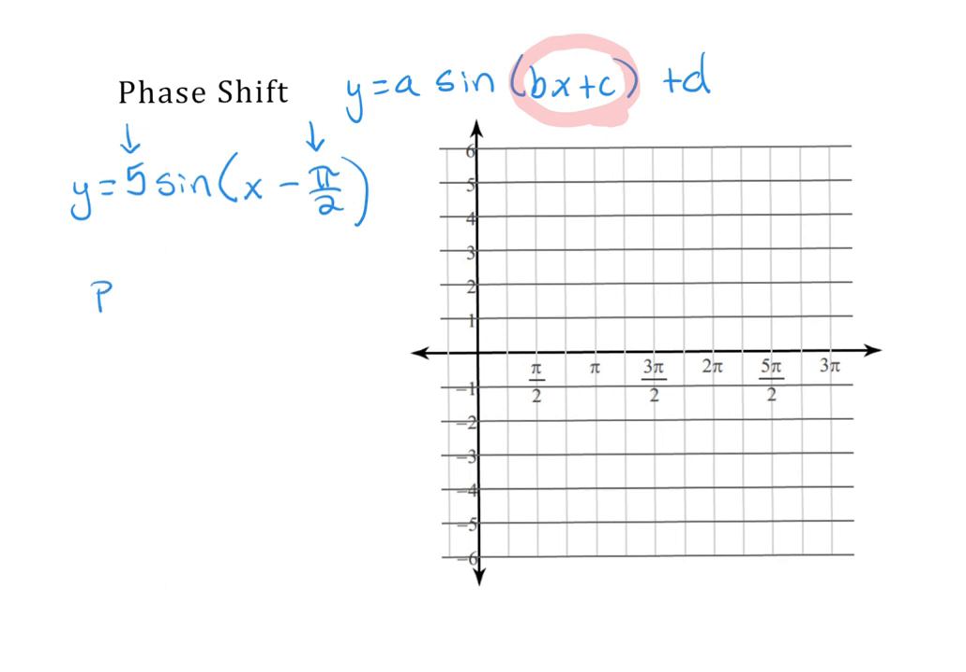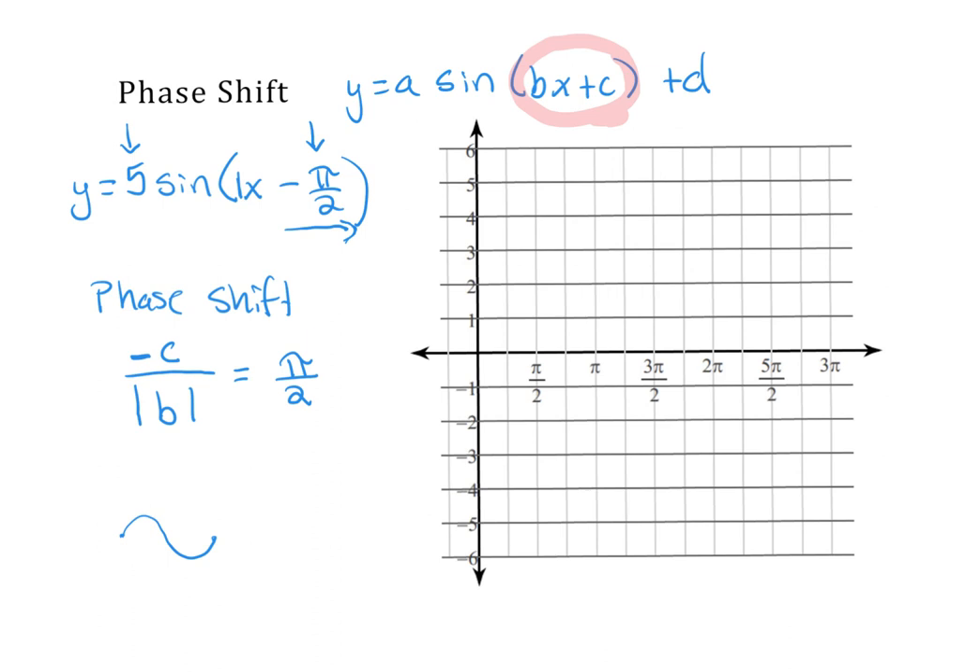So the phase shift is, you could think of it as the opposite of c divided by the absolute value of b. In this case, our b value is just 1. And then if you think of this as a negative pi over 2, and then this double negative would be just a positive pi over 2. Or if you just think about how we have translated all other parent functions, when we have a minus, that always means we move right.